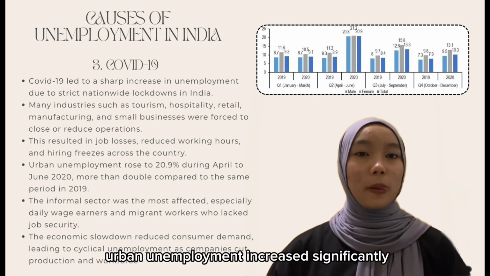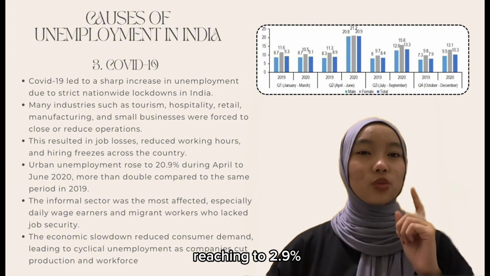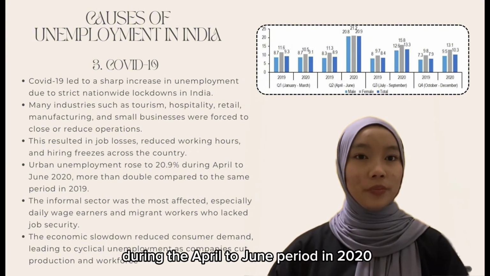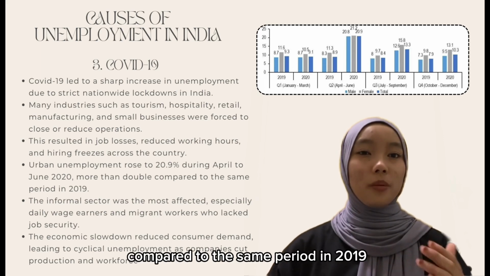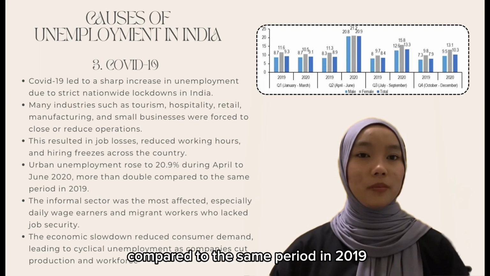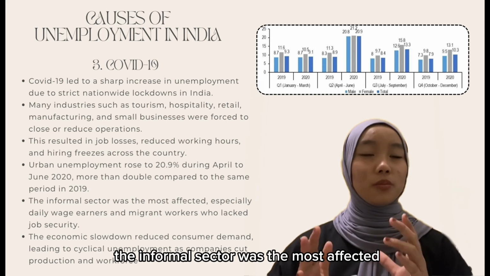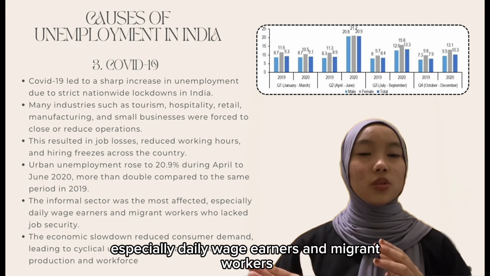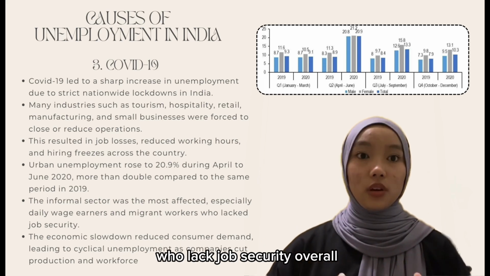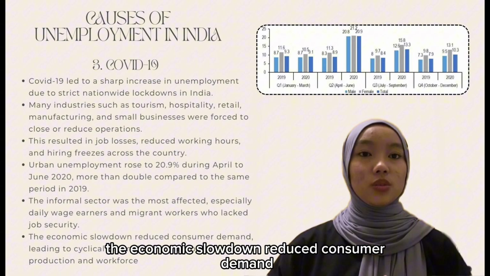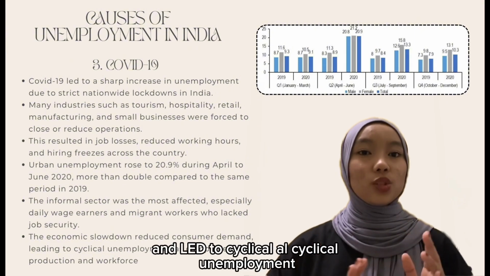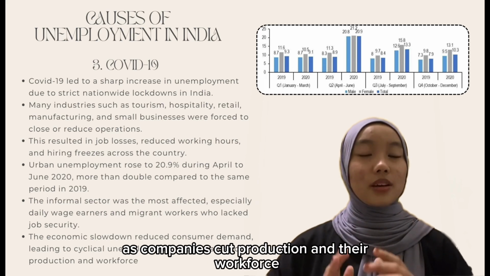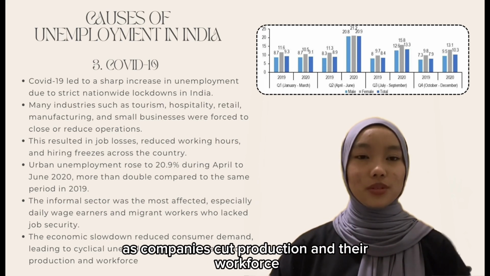Urban unemployment increased significantly, reaching 2.9% during the April to June period in 2020, which was more than double compared to the same period in 2019. The informal sector was the most affected, especially daily wage earners and migrant workers who lacked job security. Overall, the economic slowdown reduced consumer demand and led to cyclical unemployment as companies cut production and their workforce.